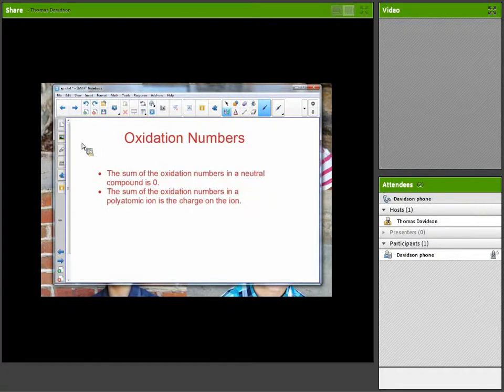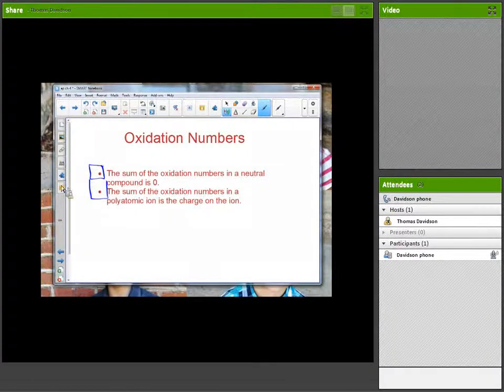Here we go. The sum of oxidation numbers is 0. That's like the number one thing. The sum of the oxidation numbers in a neutral compound is 0. The sum of oxidation numbers in a polyatomic ion is the charge of the ion. Now, the reason we didn't write down the last slide is because every other rule will just prove that other page anyway.